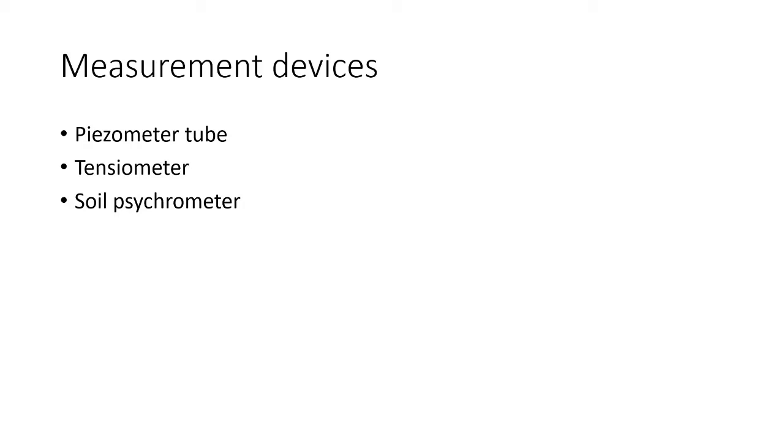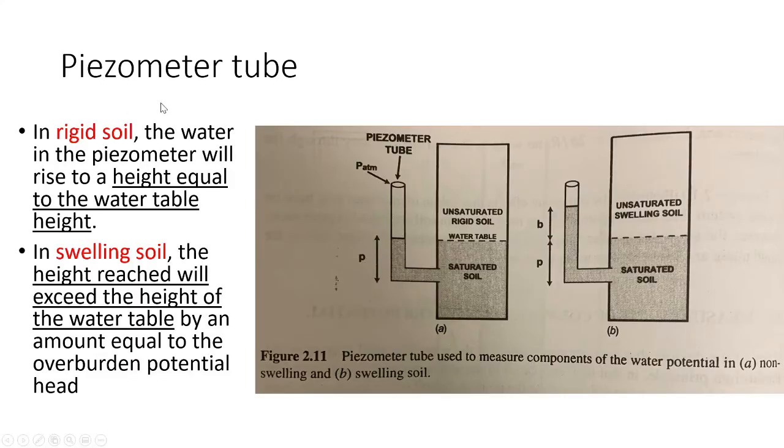There are 3 measurement devices we discuss here: the piezometer tube, the tensiometer, and the soil psychrometer. Now we talk about the piezometer tube. We have figure A and figure B. Figure A is a column of soil where a portion is saturated and a portion is unsaturated, but this soil is rigid, non-swelling soil. Figure B is a swelling soil. You can imagine that the swelling soil is some kind of clay. Also a portion will be saturated and a portion is not saturated.